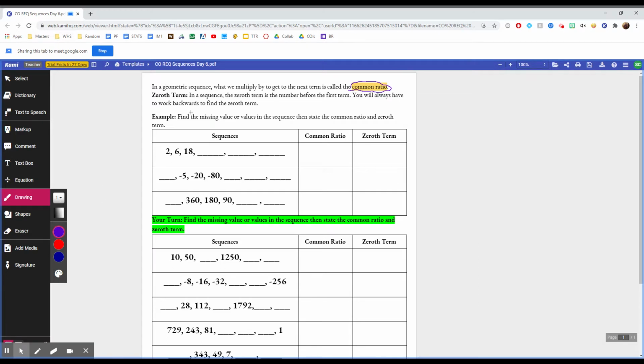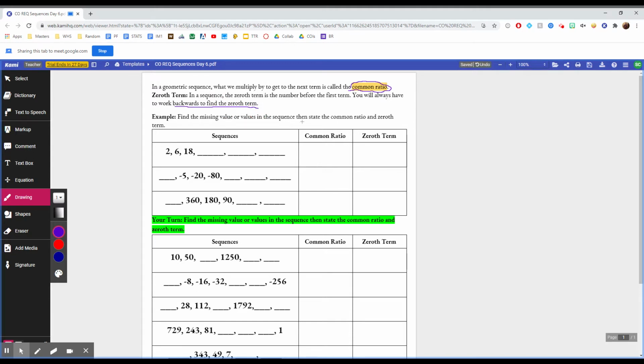Another vocabulary term is the zeroth term. You are familiar with this because we talked about it when we talked about arithmetic sequences. Remember, the zeroth term is the number before the first term. We usually work backwards to find the zeroth term. We always work backwards.